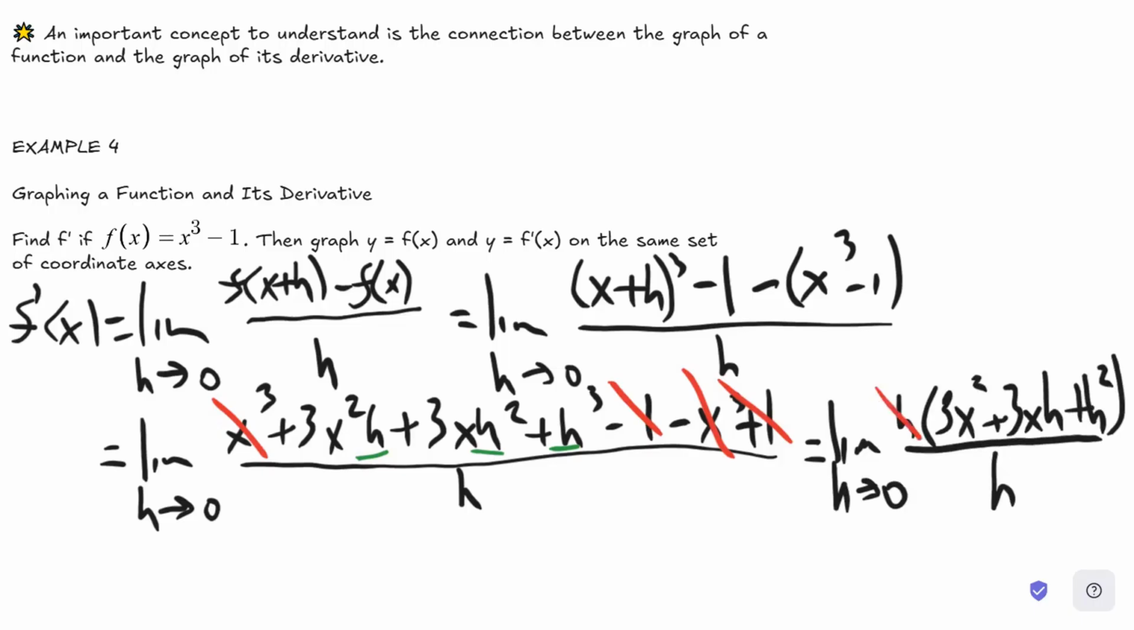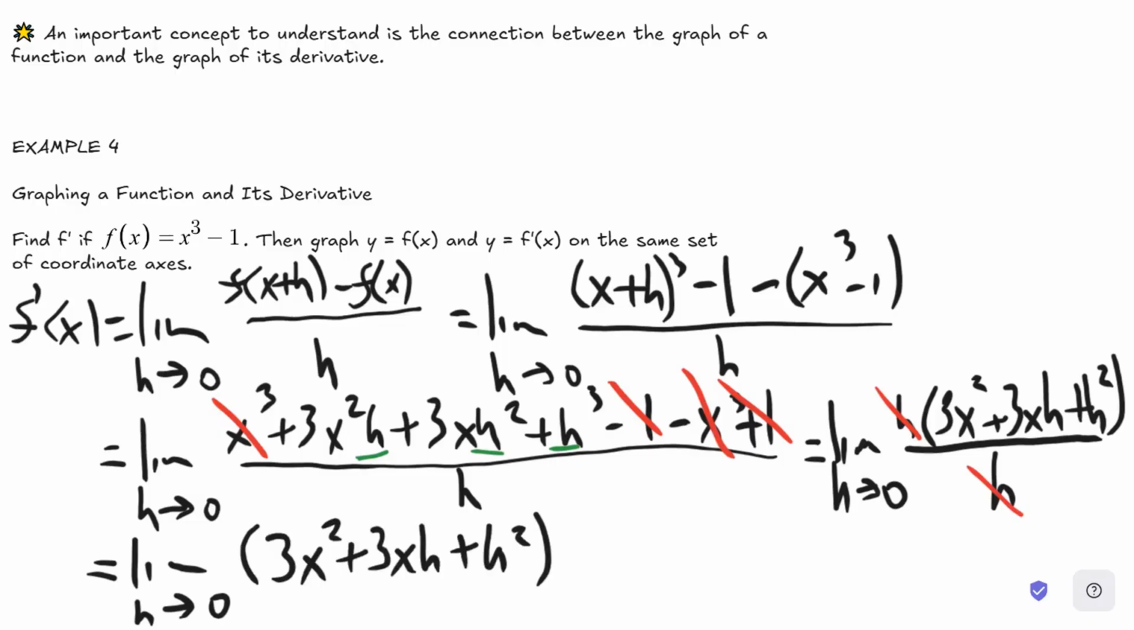Then you can see that the factors of h cancel. Then if we take the limit as h approaches 0, these second and third terms both go to 0, and the limit ends up being 3x squared, and that is the derivative as a function. We'll hop over to Desmos and graph both of these.